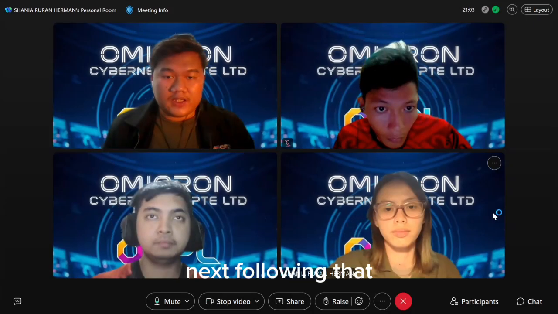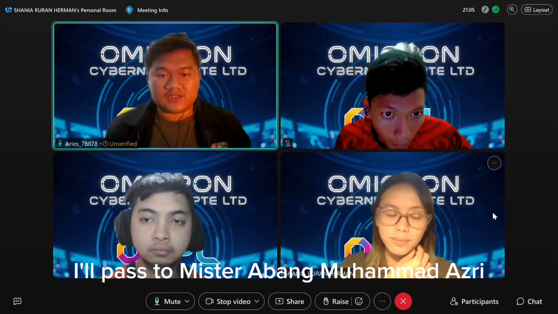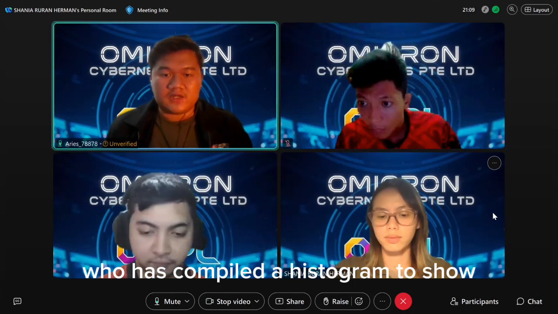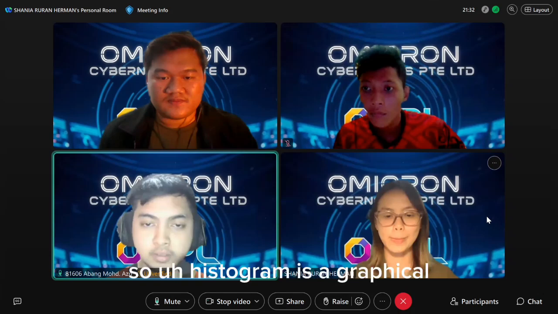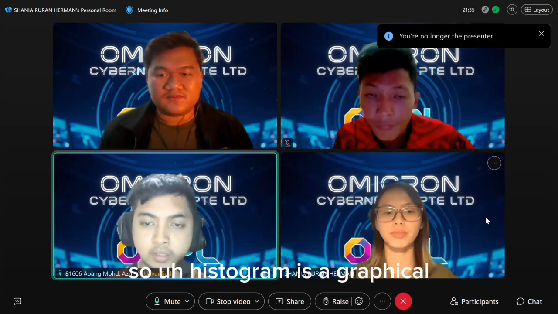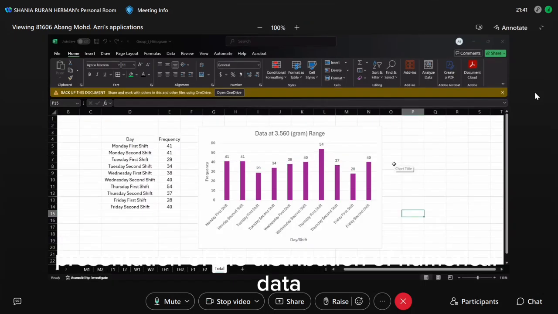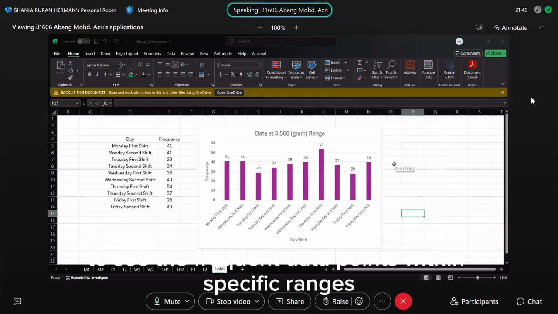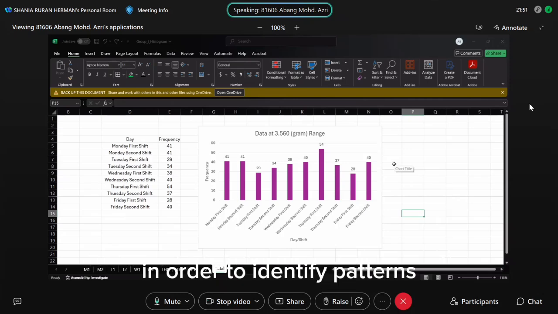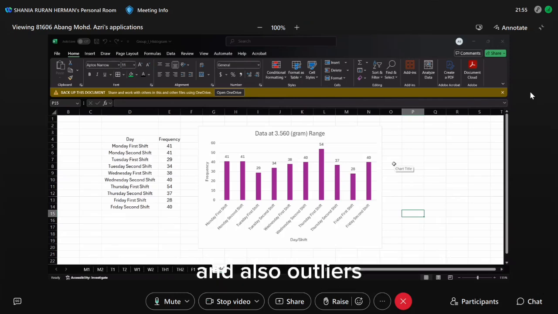Next, following that, I'll pass to Mr. Abang Muhammad Azri, who has compiled a histogram to show the distribution of the product's weight. So, histogram is a graphical presentation of the distribution of numerical data. It helps us to see the frequent data points within specific ranges in order to identify patterns and also outliers.